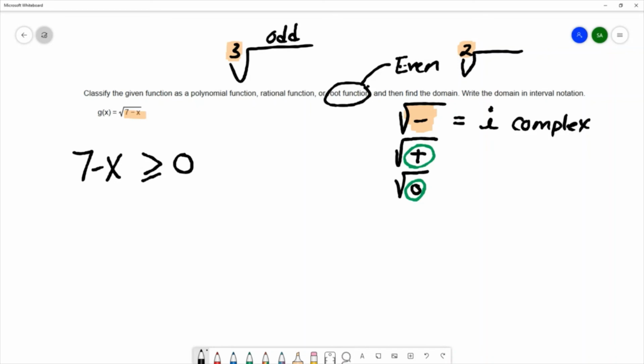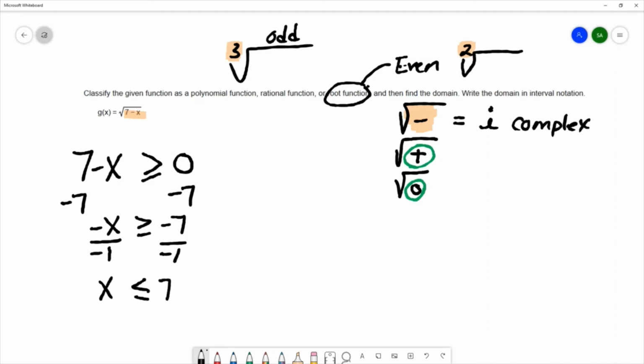And then we'll solve this inequality by subtracting 7 on both sides. That leaves me with negative x is greater than or equal to -7. And I'll divide both sides by a -1. And when you divide an inequality by a negative, you need to reverse the inequality symbol. And we have x is less than or equal to 7. So this will be our domain.